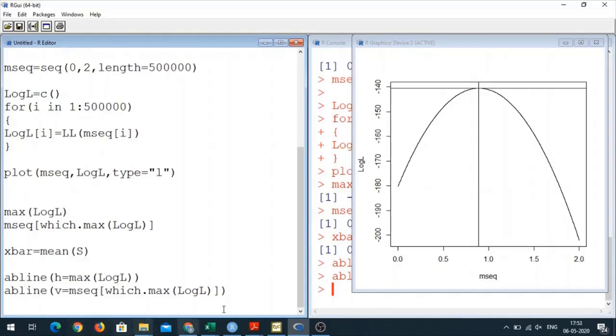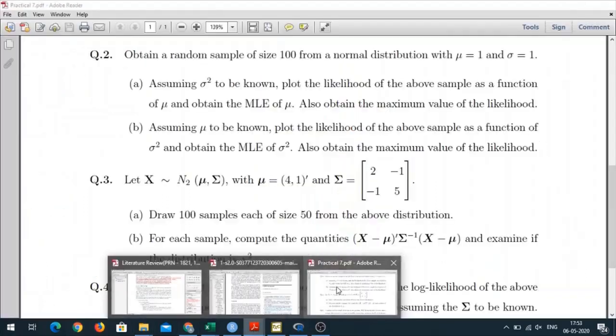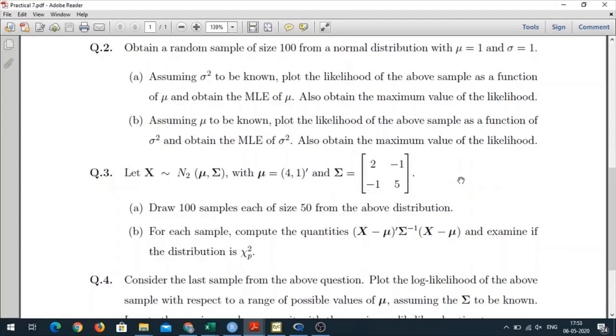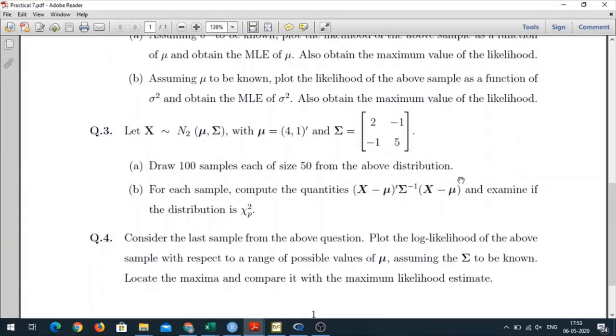The same story we have to repeat with sigma. Assuming mu to be known, plot the likelihood of the above sample as a function of sigma square and obtain the MLE of sigma. It's exactly the same code. Okay, now let me move to question 3.